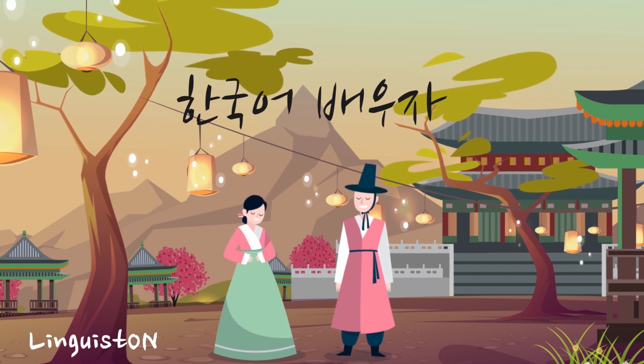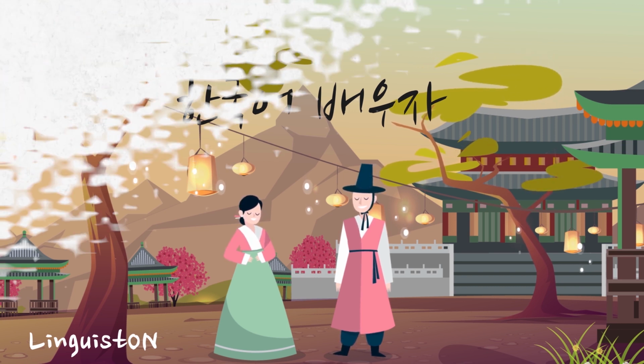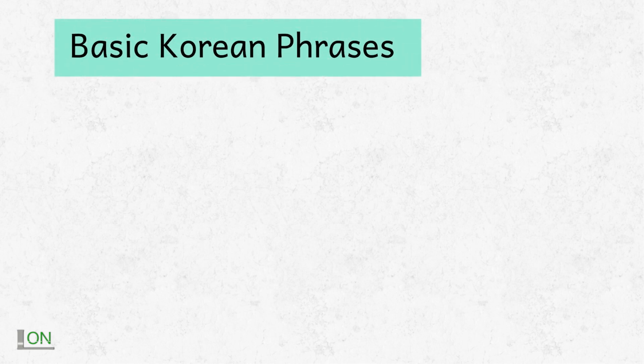Hello everyone! And now since we know how to read Korean fully, the next step will be to learn some basic Korean phrases. First of all, you have to know that Korean has formal and informal ways of speech. So typically you will have two ways of saying hello. The first one is formal. 안녕하세요. It's hello formally.